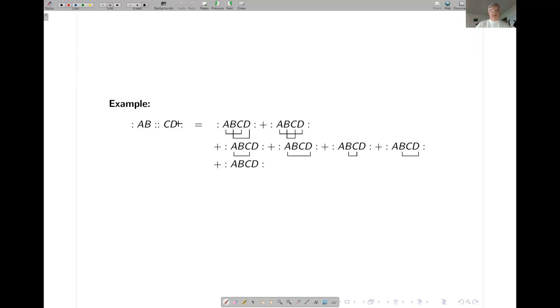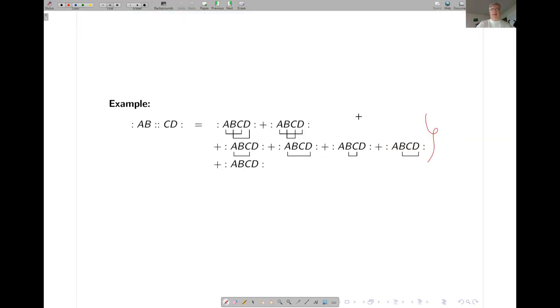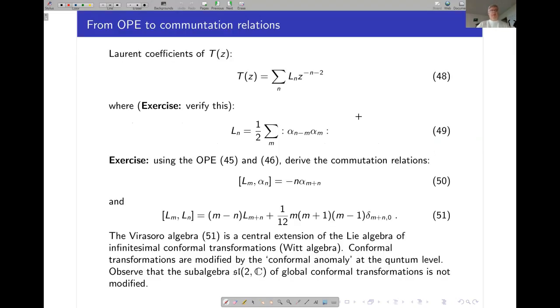Then we can do single contractions. There are 4 of these, and then no contraction, and this is a purely normal ordered object. And what we will want to know for the TT OPE, to get these terms here, is that we have to use the first 2 lines. Okay, good.